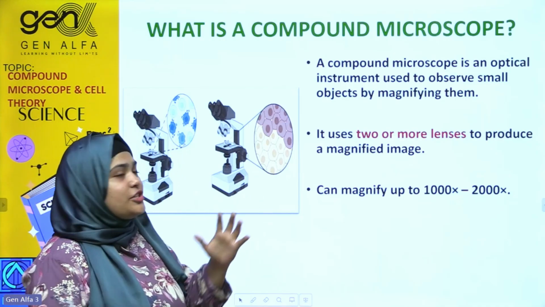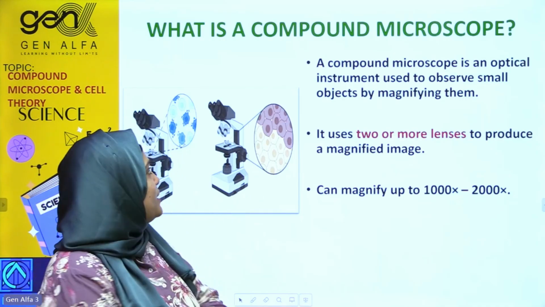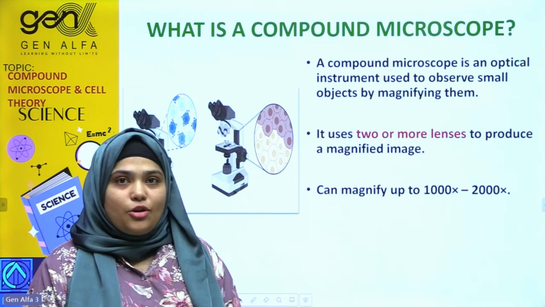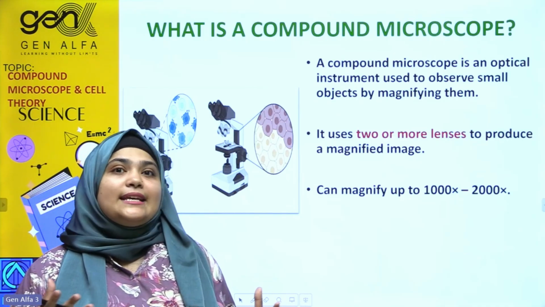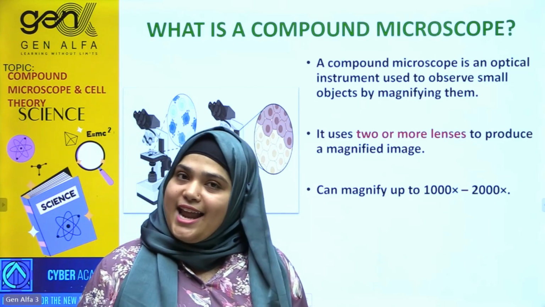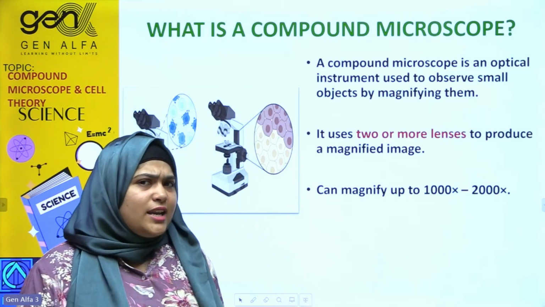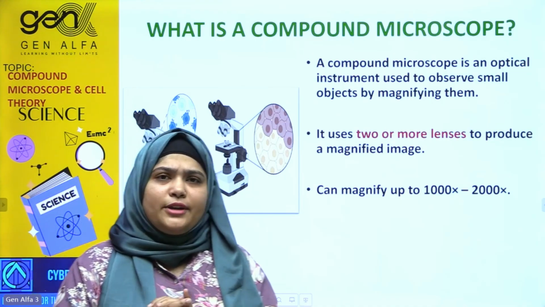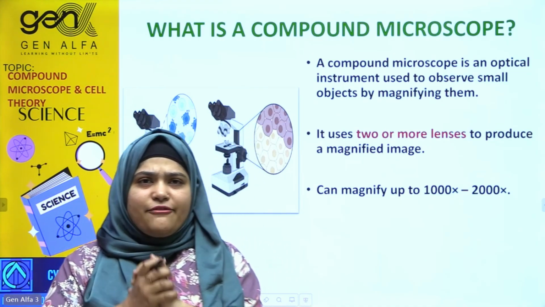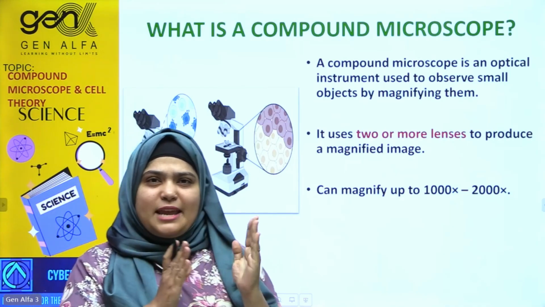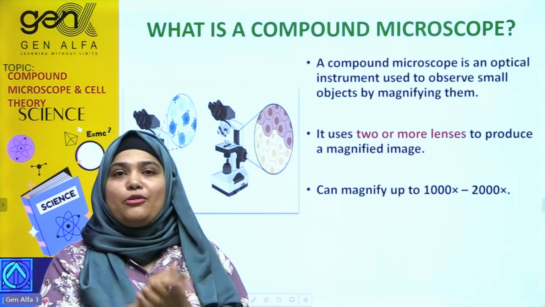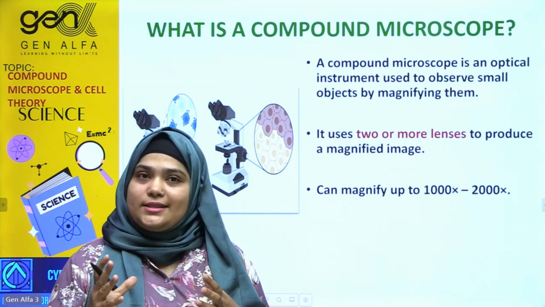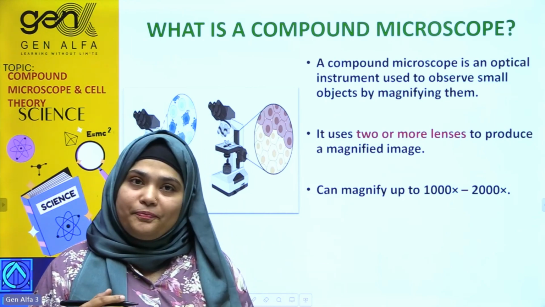Let's find out the definition of a compound microscope. A compound microscope is an optical instrument. Optical means that it uses light and lenses. And why are we using the term compound? Any idea? Student, can you tell me why we are not just simply saying microscope? Why are we using compound? Compound means it has more than one lens, two or more.